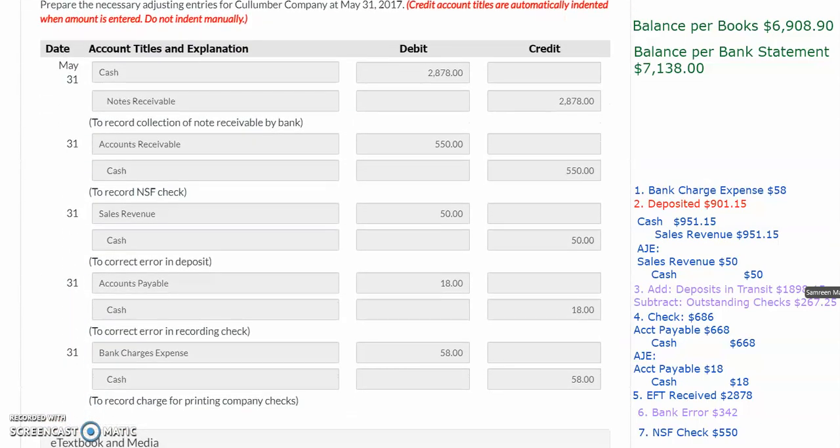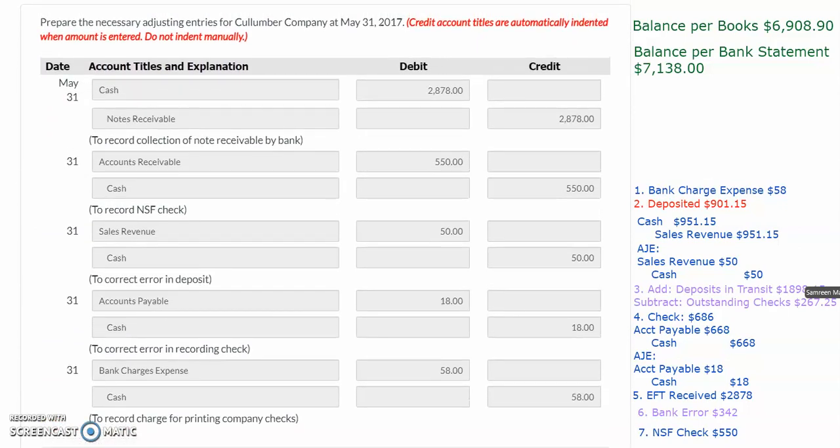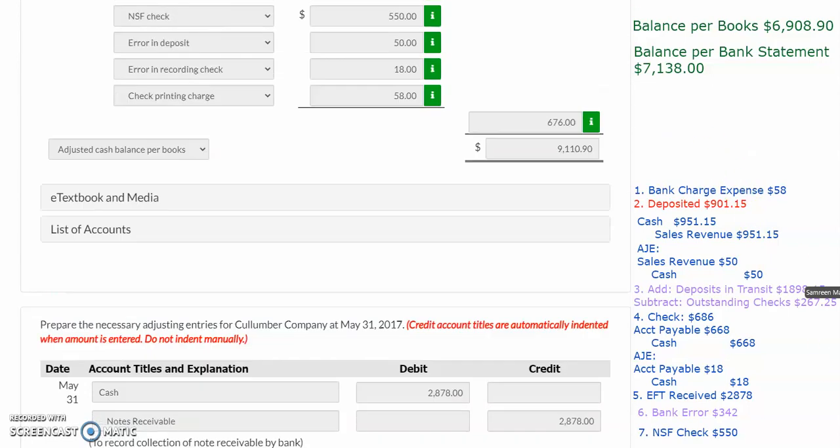And the last part is our adjusting journal entries. So the first adjusting journal entry is to collect the notes receivable by the bank. So that's the electronic funds received. And then we have our NSF check. We're going to be recording our adjusting journal entry for the sales revenue and the cash. We need to record the additional accounts payable and the bank charges expense. Okay, so take your time to pause this video as needed to see the adjusting journal entries and also to see the bank reconciliation.